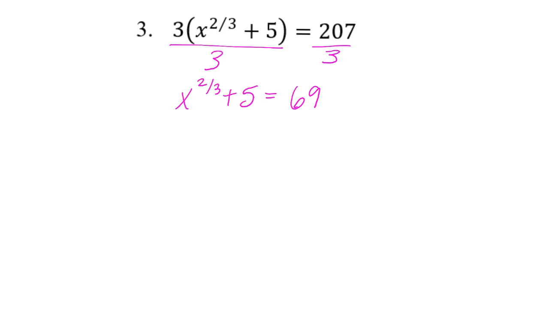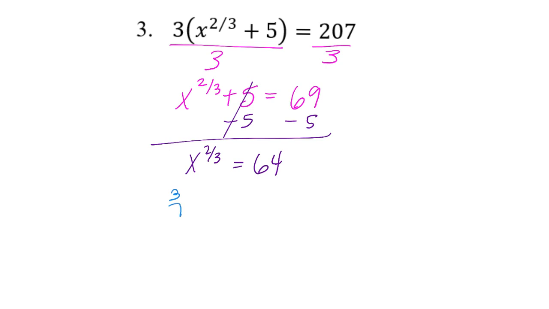Now we need to get rid of that plus 5. So we want to minus 5 on both sides. So x to the 2/3 equals 64. We want to rewrite that. The cube root of x squared equals 64. We want to get rid of that cube root by cubing both sides.